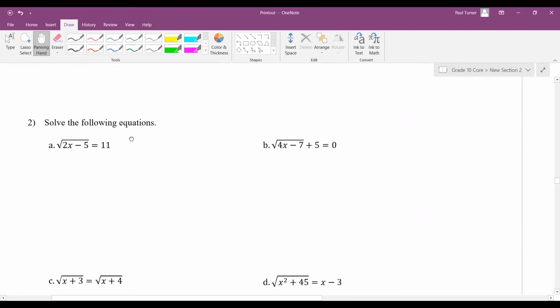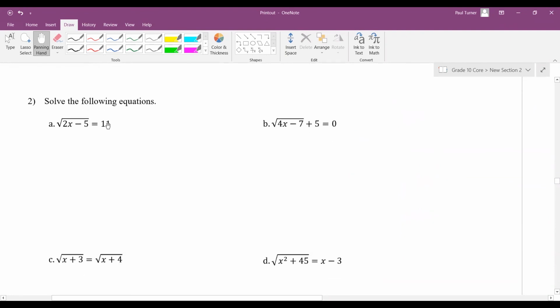Solve the following equation. So let's do a couple of these. So this is your root sign. And so when you have, remember, a square root equals a number or some expression on the other side, then we will square both sides to get rid of this root sign. So at that step, you've got to square both sides.